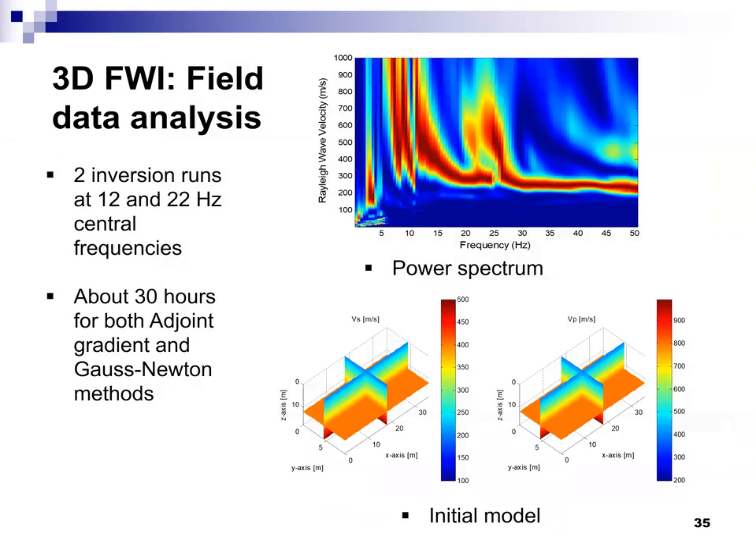Next, we did the analysis. Again, spectral analysis shows shear wave velocity on the top about 250, at the bottom about 400. We generate an initial model like this. We did full waveform inversion using Gauss-Newton and cross-adjoint, 12 and 22 Hertz central frequency, 2 inversion runs. It took about 30 hours each because the medium is now smaller. Instead of 24, we use only 9 meters width.